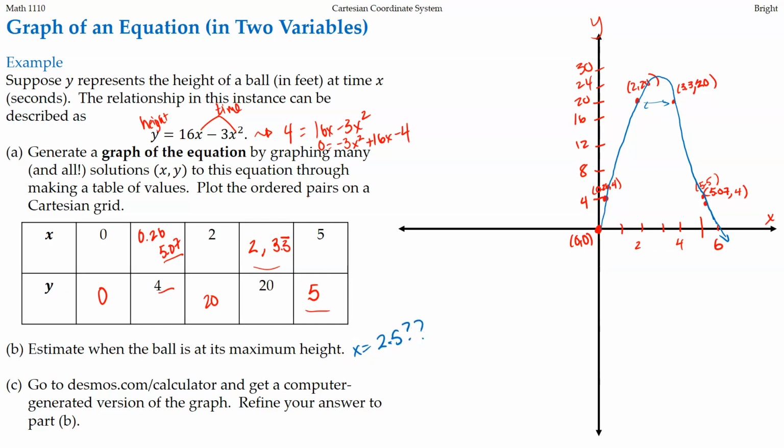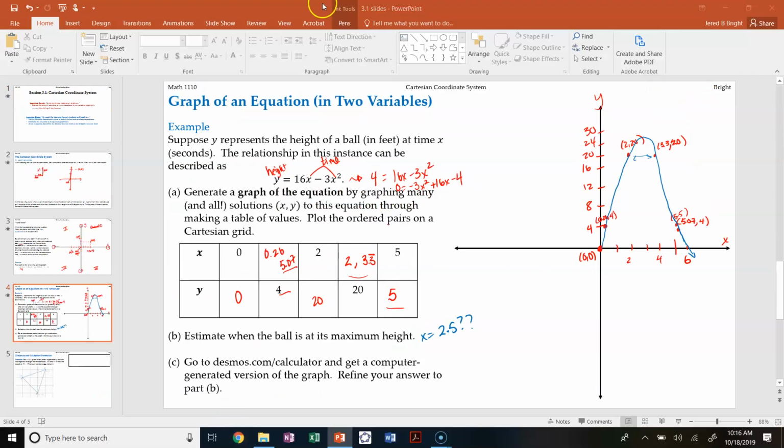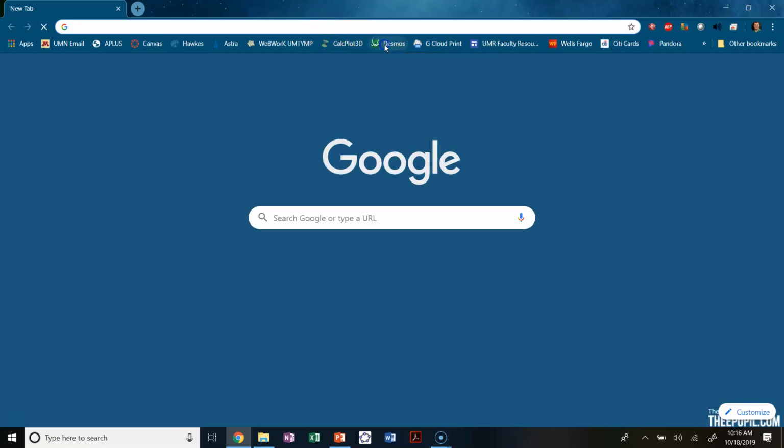Now, if you haven't used Desmos, it's a lovely tool, and I encourage you to use it. We're going to get a more precise picture using Desmos. Here's the website. You can just go to desmos.com and then click on the calculator, or you can go to desmos.com/calculator. I'm just going to open up a browser here, and I actually have it bookmarked.